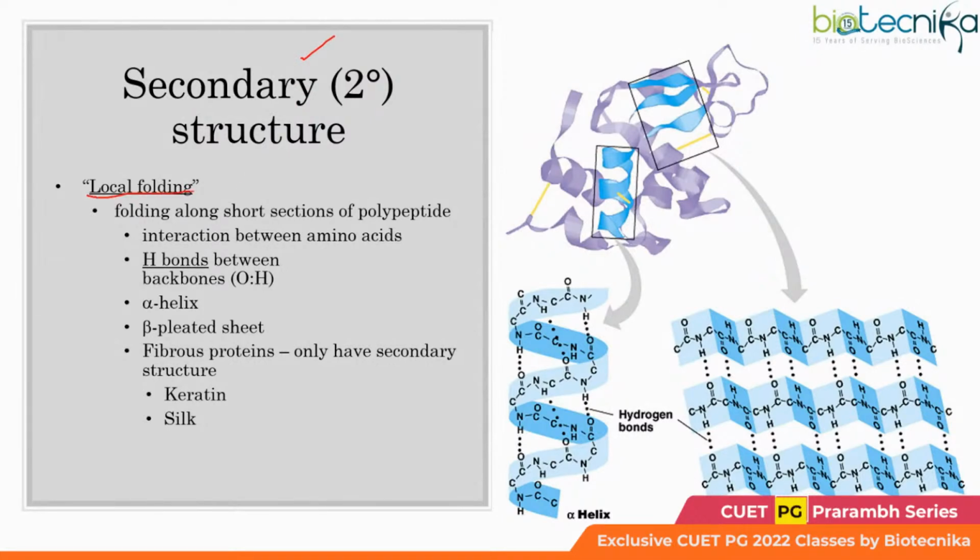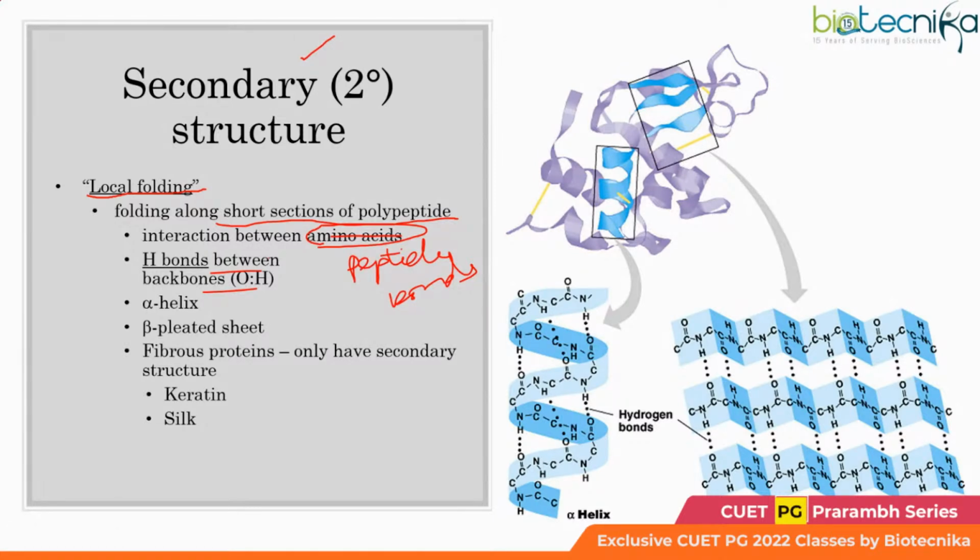So this is more of a local folding along short sections of the polypeptide chain. A very important point to remember is that this is where the interaction between amino acids, meaning the peptide bonds, will be taking place. Okay, peptide bonds, right? So this is a connection, hydrogen bonds between backbones. Only the peptide bonds will interact.